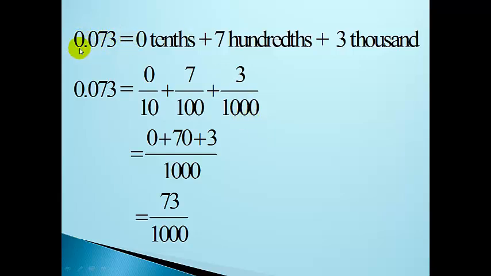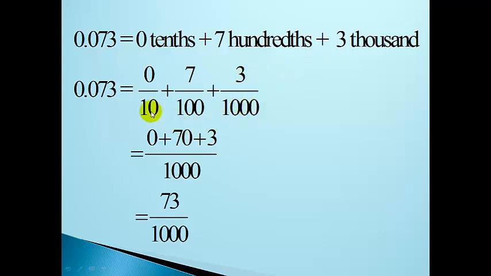Now when we consider the decimal fraction 0.073, this is equal to 0/10. That is, the 0 is occupying the 10th position, 7 is occupying the 100th position, and 3 is occupying the 1000th position. So 0.073 is equal to 0 divided by 10, because 0 is occupying the 10th position, plus 7 divided by 100, because 7 is occupying the 100th position, plus 3 divided by 1000, because 3 is occupying the 1000th position.